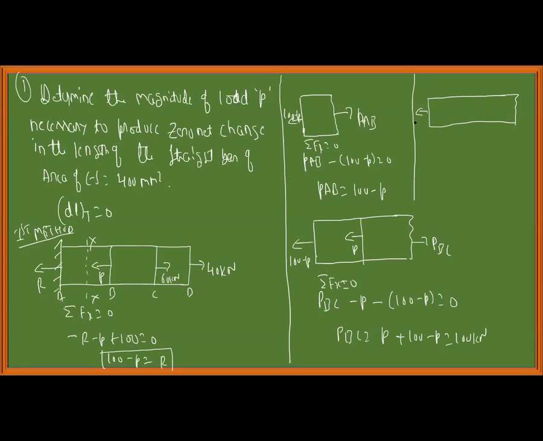This is 100 minus P. This is P. This is 60. This is PCD. Always my internal force acts away from the cross section. If you want to indicate any area of cross section, we indicate it by a normal. Normal in the sense a line which is perpendicular to the area of cross section acting away from that.